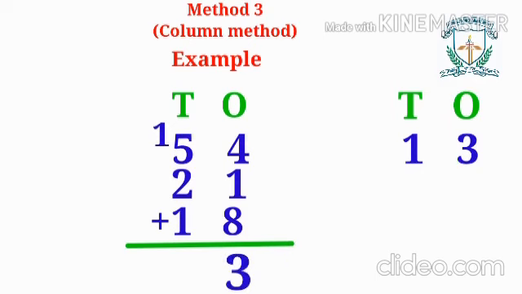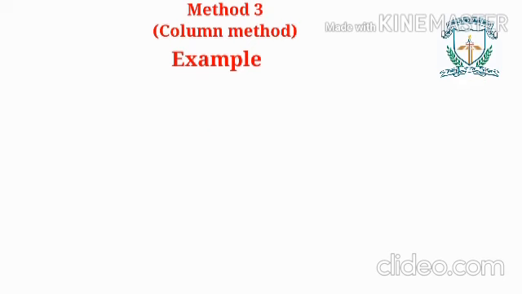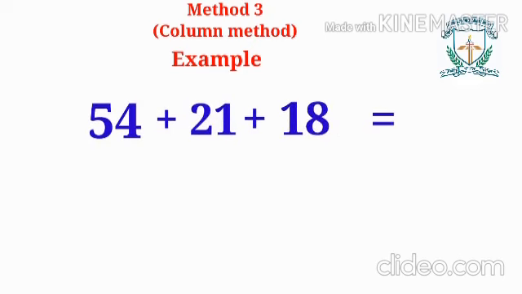Now we have to add all the tens place digits along with carryover, that is 1, 5, 2 and 1. Then we'll get 9 as the answer. Hence, when we add 54 plus 21 plus 18, we get 93 as the answer.